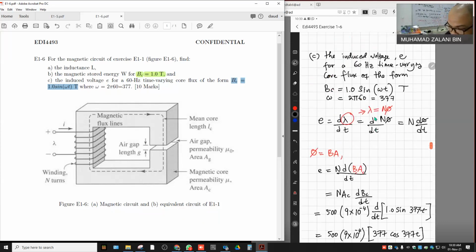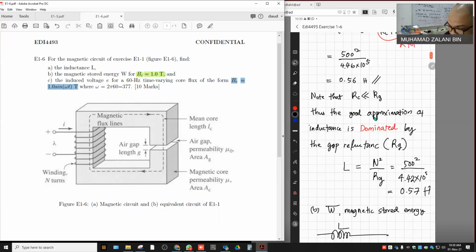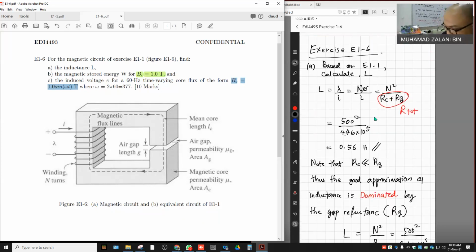This is the induced voltage. That's all for E1-6. Okay, thank you.